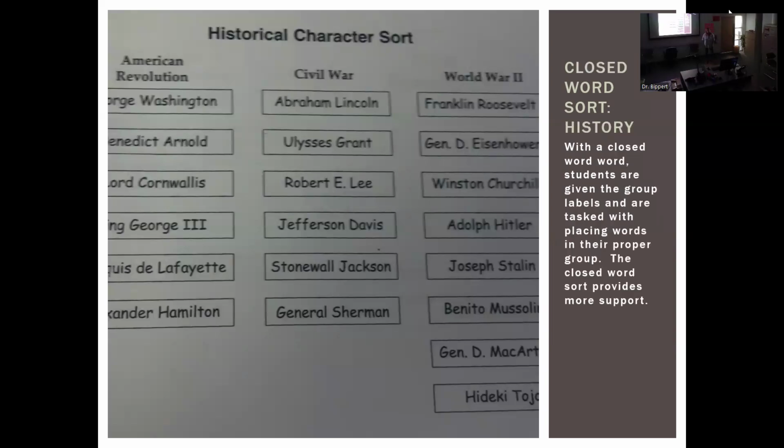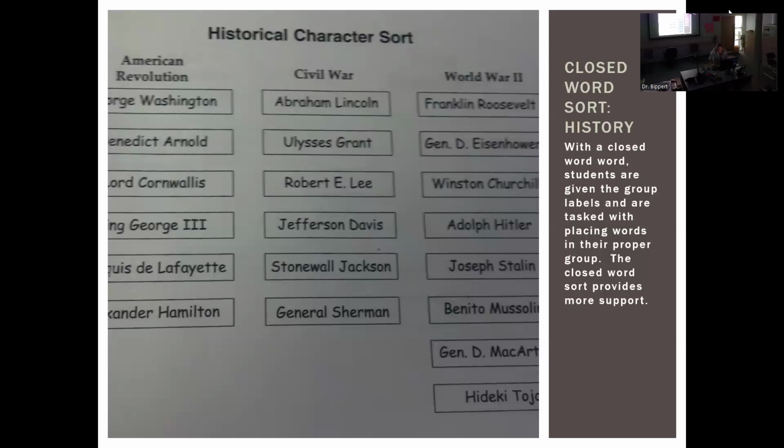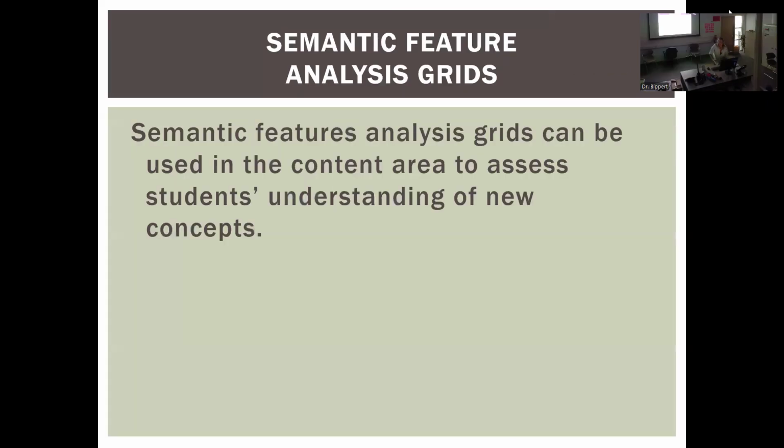If you need to scaffold the instruction for students, you might want to give them the labels. So I'm going to cut these out like before, mix them all up, and say, organize these by American Revolution, Civil War, and World War II. So it's a lot like list group label. It's more about manipulating the words, but it's also a really great way to scaffold it for students who need that extra support. So open word sort would have been this one, but that's your closed word sort. Very similar to those two.